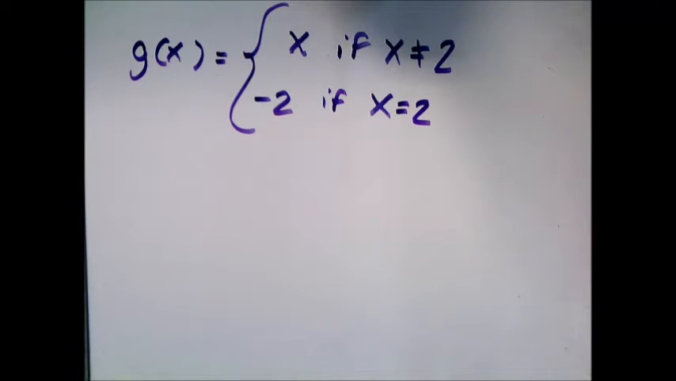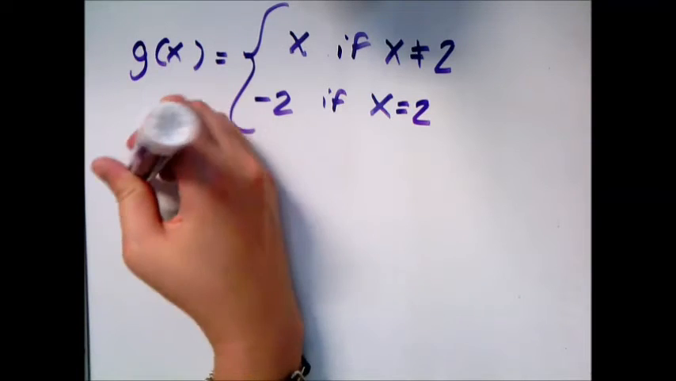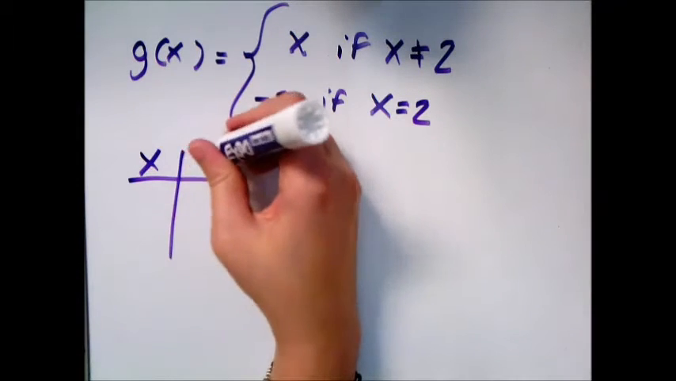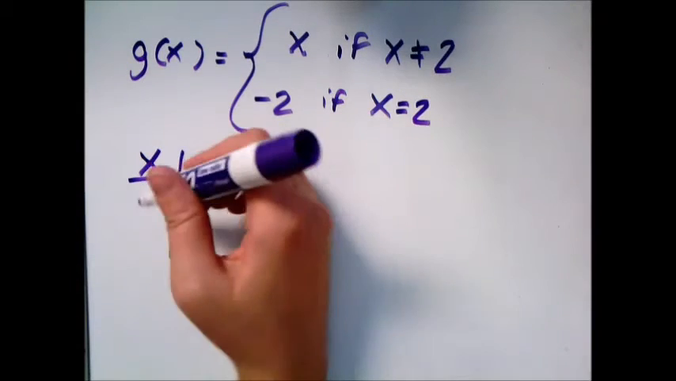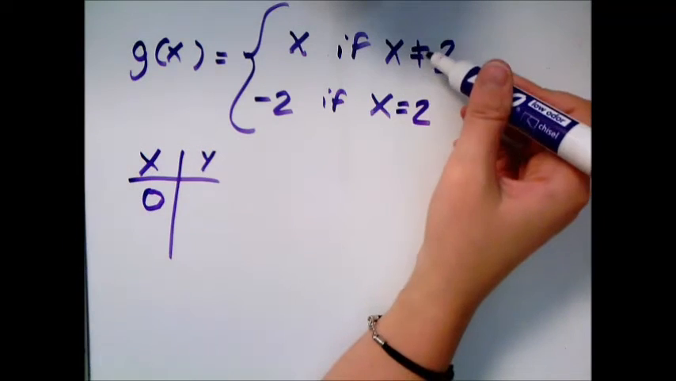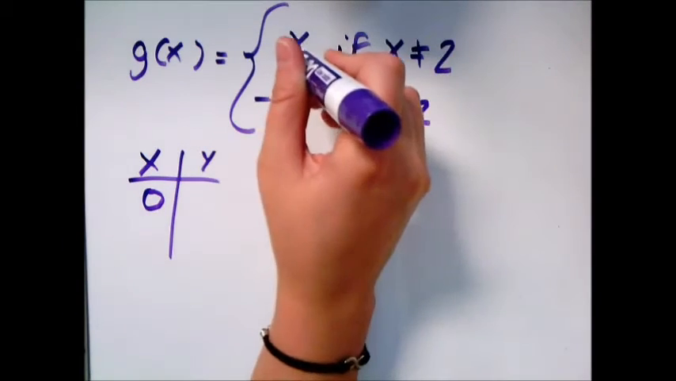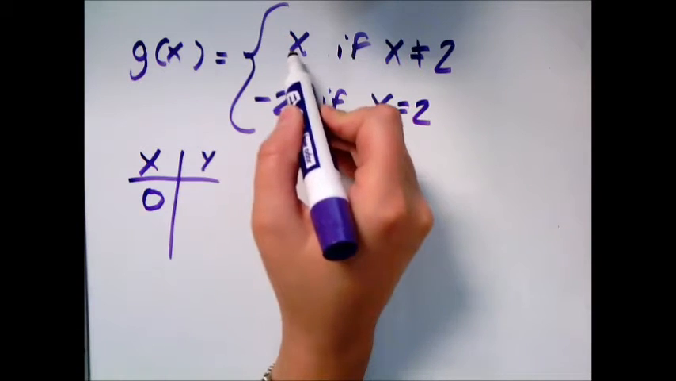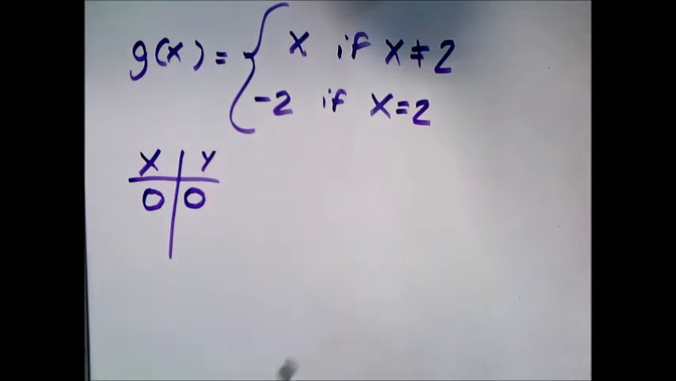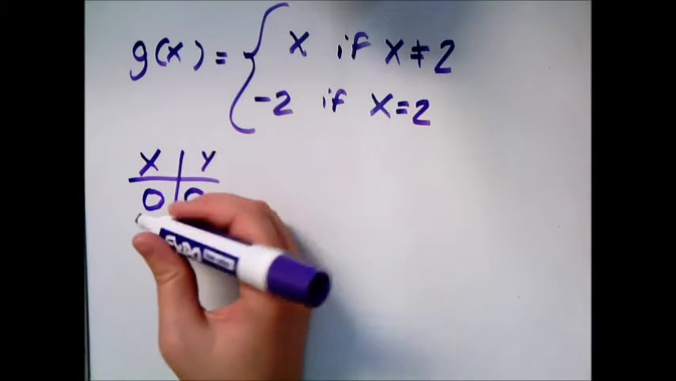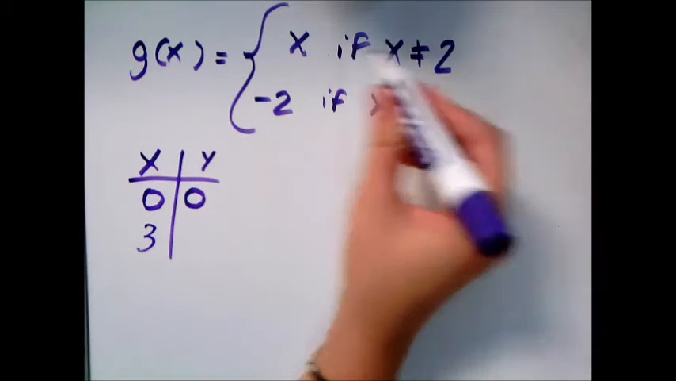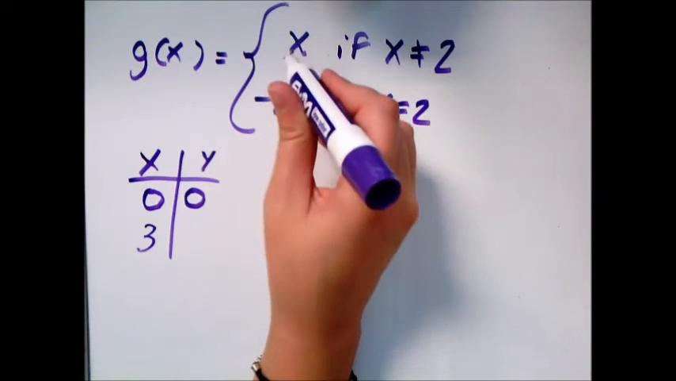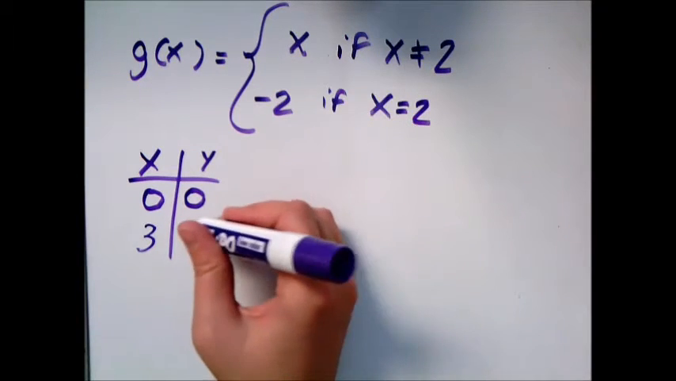So for graphing, it's the same kind of thing. You're just plugging in some points and then getting out some y values or some g of x values. So let's say I plug in 0. Well, 0 is not equal to 2, so I should use this rule. So if I put 0 for x, I get 0. Let's say I put in 3. Well, 3 isn't 2, so I should use this rule again. So if I put in x as 3, I get 3, since it's just x.